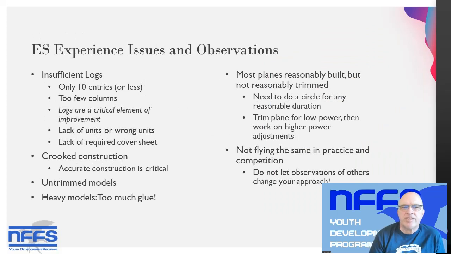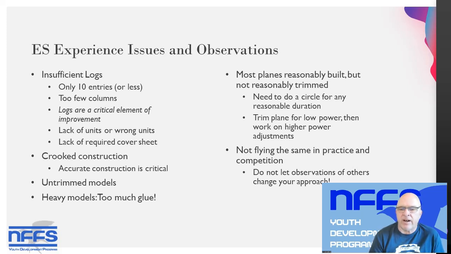Some of my observations as an ES, issues that I see. The biggest one being insufficient logs. The log is up to a 30% total penalty if you don't have either log, and it's a simple way to keep your points. You only need 10 entries, but we see a number of people come in with fewer than 10 entries. We see a number of logs come in without the minimum of 6 columns. And they should be numerical items in each column.